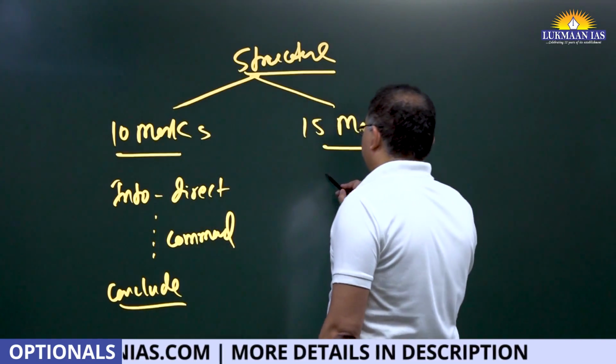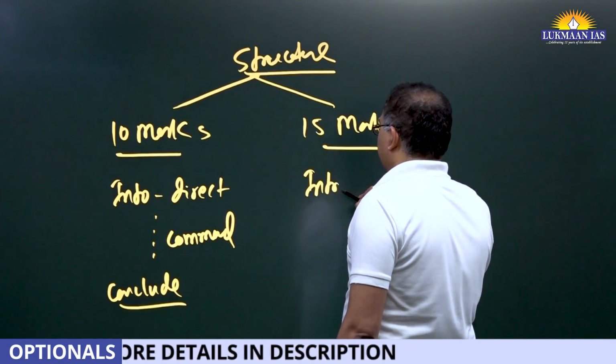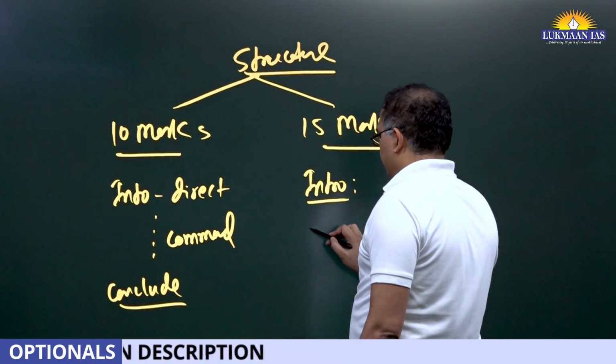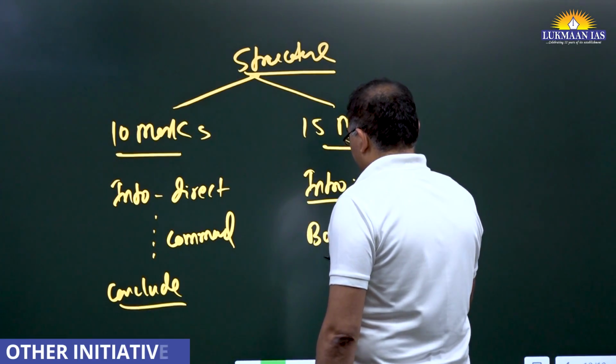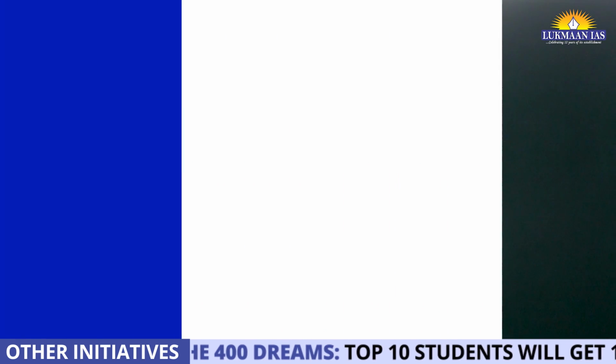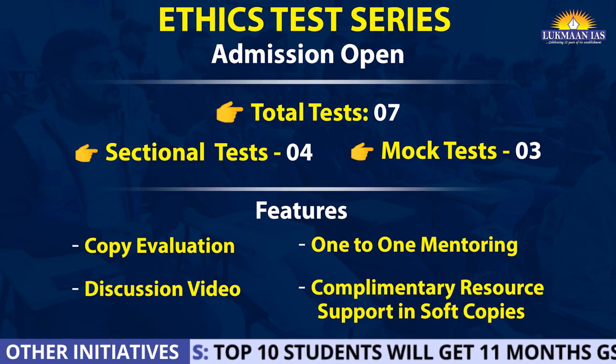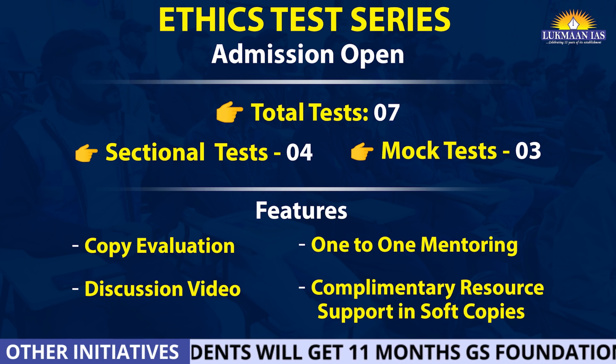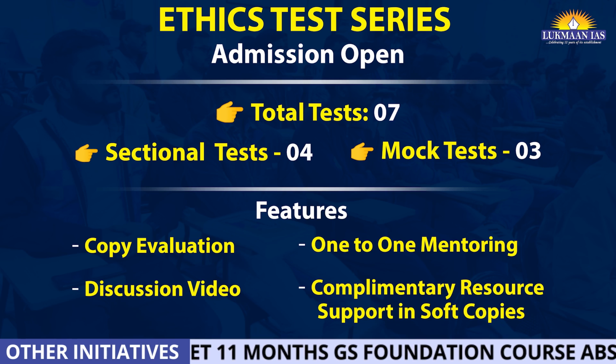But here, you should write, it is 15 marks. Write introduction. This is called body. Then write conclusion. Wherever you need to give some suggestions, etc., the right way forward. This.